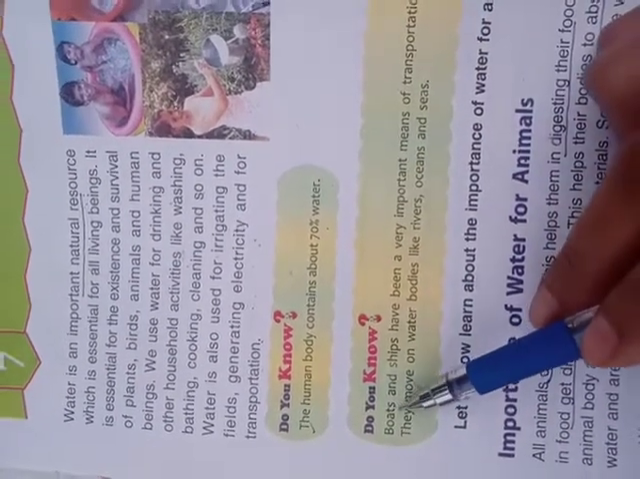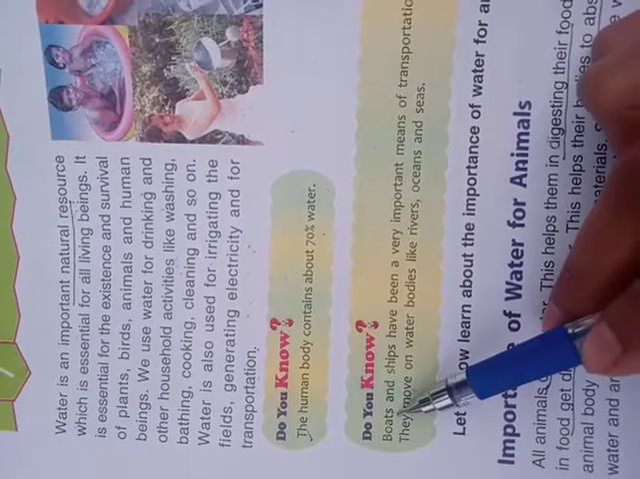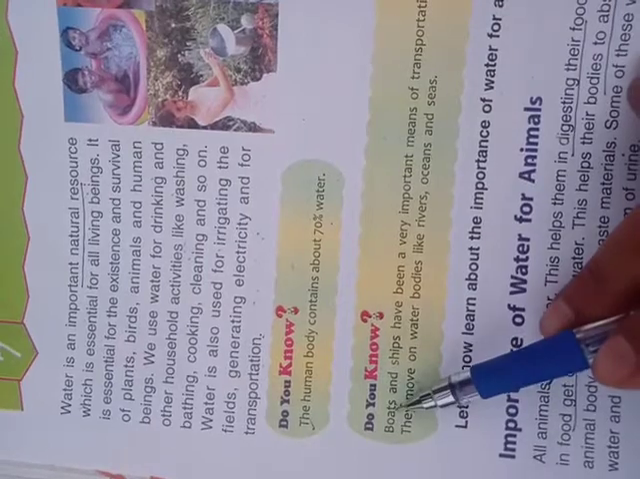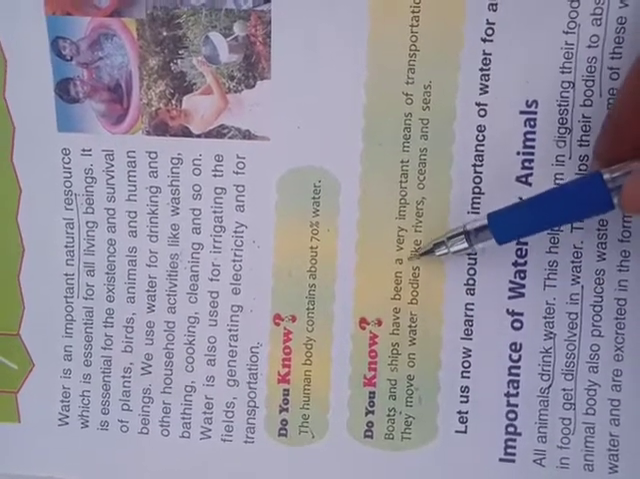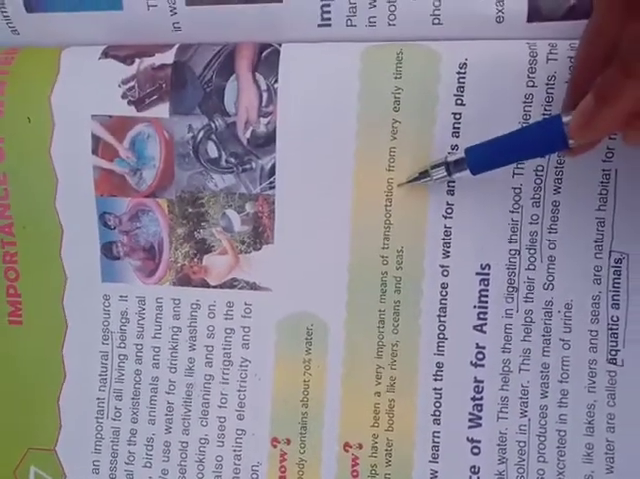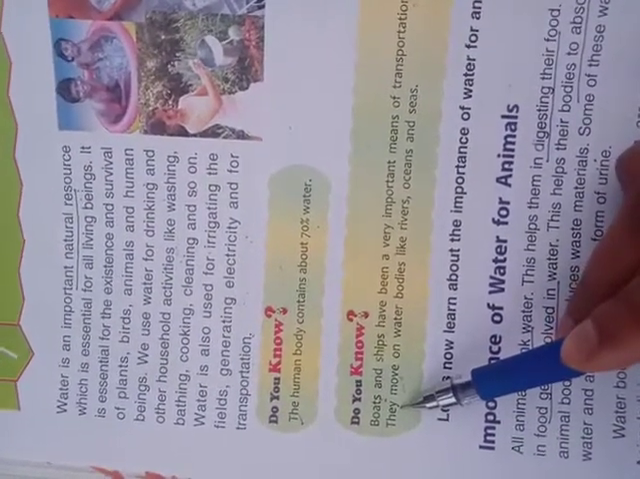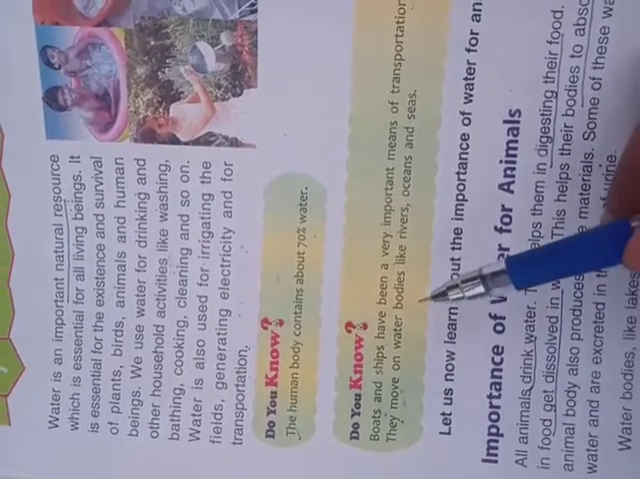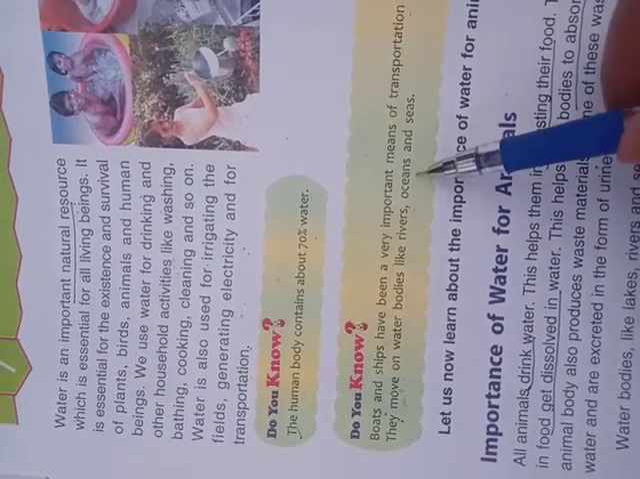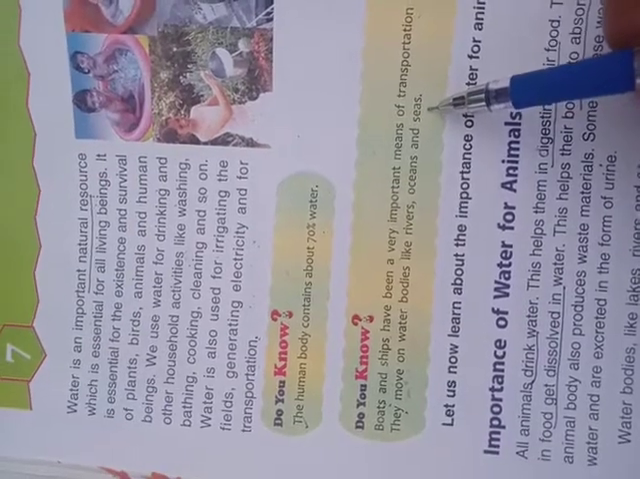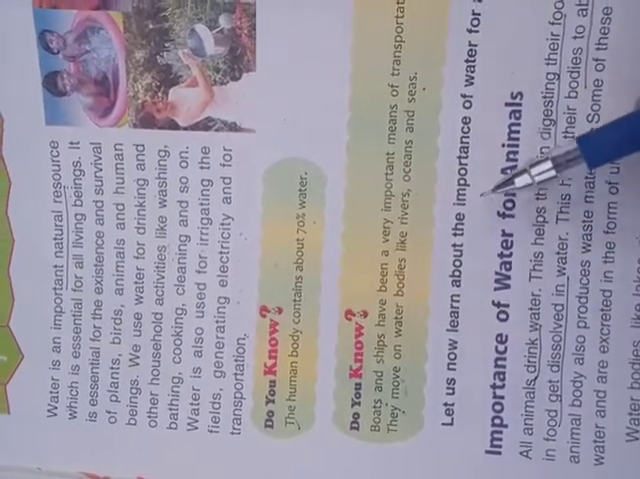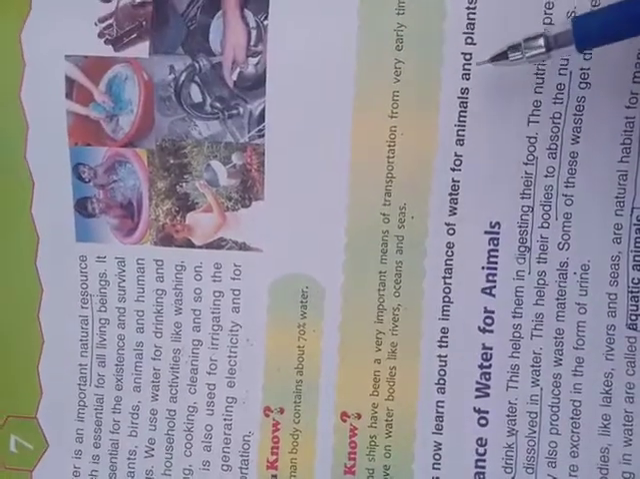As I talked to you about transportation, boats and ships have been an important means of transportation from very early times, and they all need water, waterways. They move on water bodies like rivers, oceans and seas. Are you getting my point? So let's now learn about the importance of water for animals and plants.